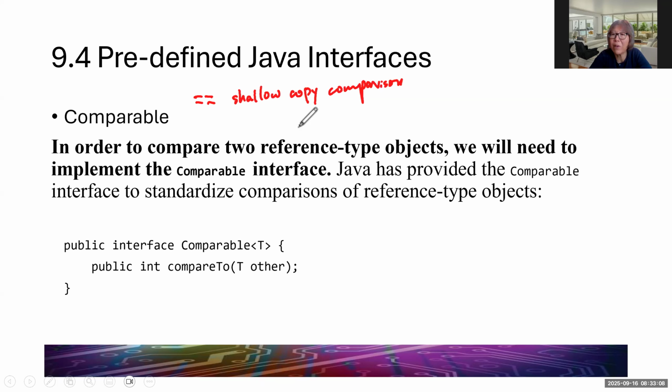Comparison, basically it's comparing references. If you want to compare two reference types for deep copy comparison, we cannot use the equal, greater than, or less than operators, because those operators are for shallow copy, not for deep comparison.